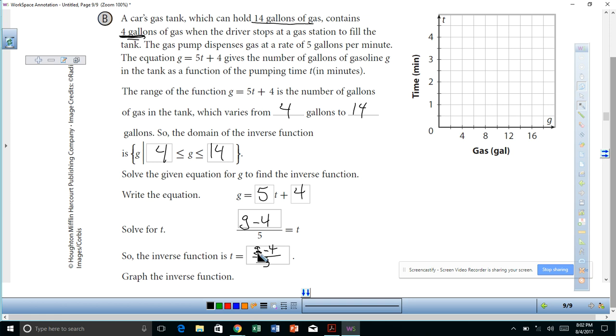Now it says graph the function. So we start here at 4, right? That's where we start. And we can only pump in 14 gallons.